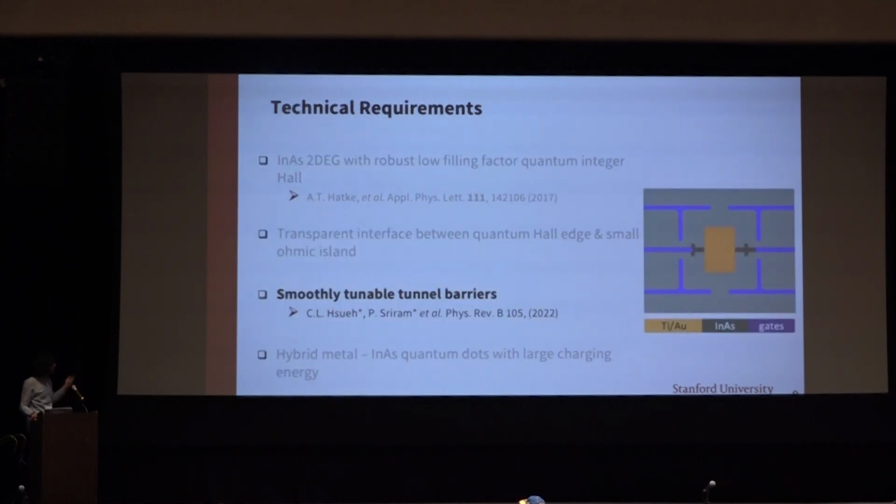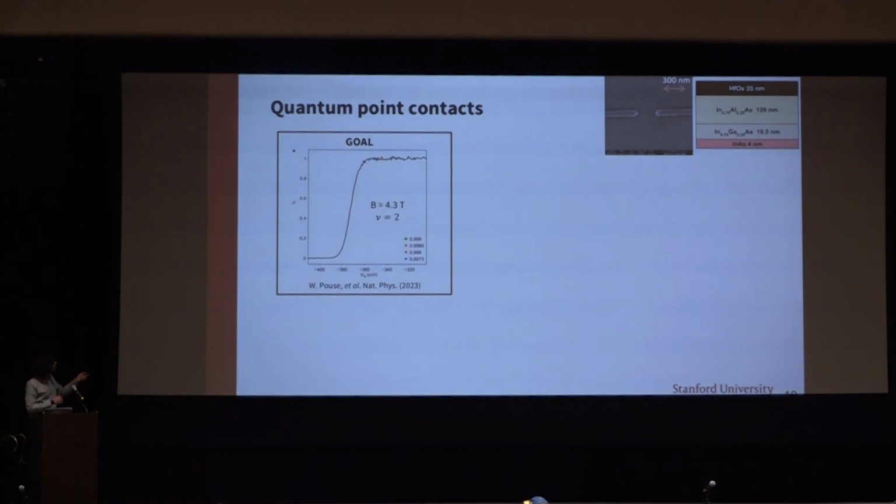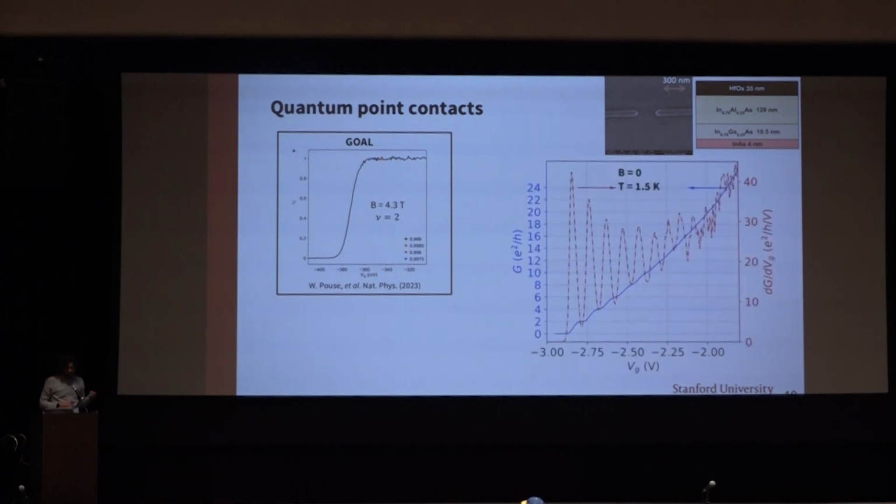Next, let's look at the tunnel barriers. What we are really aiming for is a smooth control of the outer edge state transmission from the ballistic limit all the way down to pinch off. So this is what we want to get at. We started out by making simple conventional point contacts, pulled it down at 1.5 Kelvin, and at zero field we can see about 8 conductance plateaus. So we see signatures of ballistic transport down to pinch off.